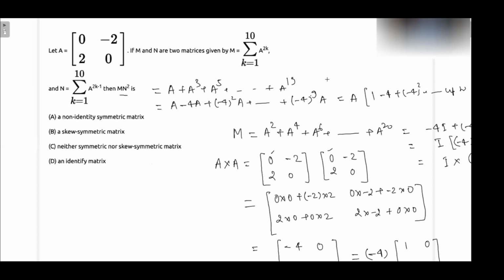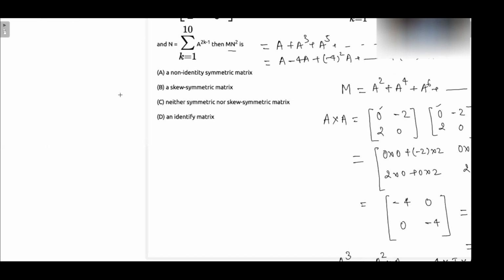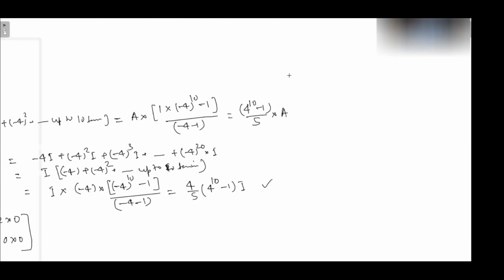Now, they don't want n, here we want n square. So what will happen to n square? If I'm looking at this as some number, which is a constant, 4 raised to the power 10 minus 1 by 5, and if I'm looking at this as A, and again you have to write 4 raised to the power 10 minus 1 by 5 into A. So this will become whatever this number is, a square: 4 raised to the power 10 minus 1 whole squared by 5.